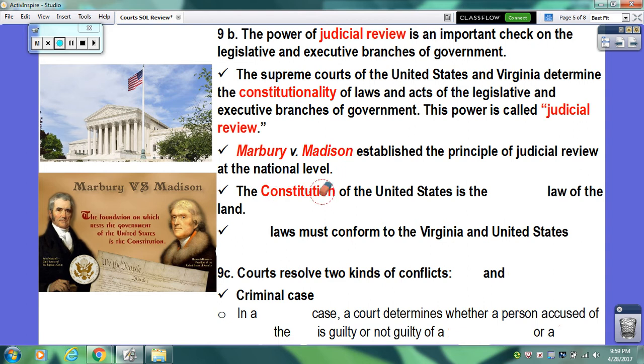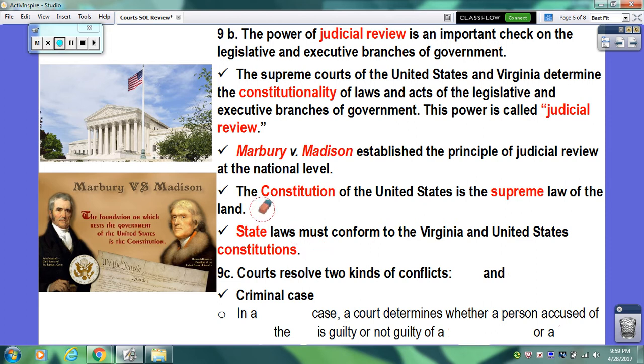So this says that the Constitution of the United States is the supreme law of the land. And the Supreme Court of the United States has the power to make sure that the laws that are passed in Congress adhere to the Constitution, and that the actions of the President adhere to the Constitution, and he does not act outside his power. So state laws must also conform to the Virginia and United States constitutions.